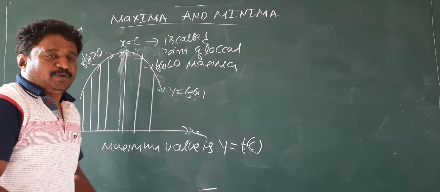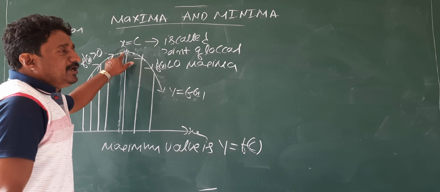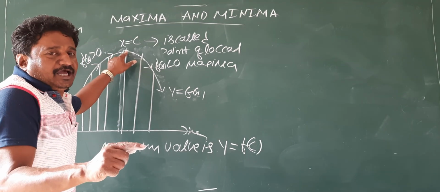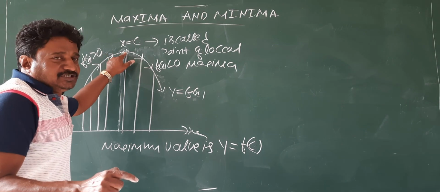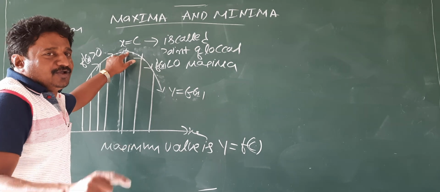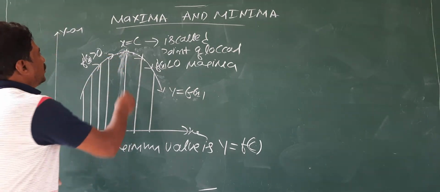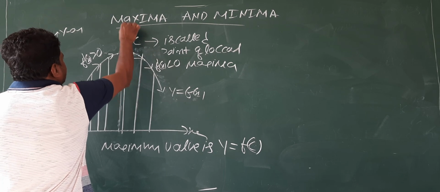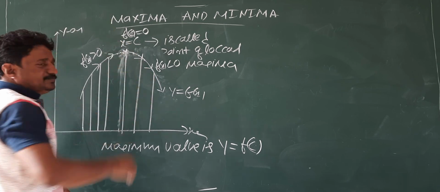f dash x is positive, f dash x is negative. In the left neighborhood of the point x is equal to c, f dash x is positive. In the right neighborhood, f dash x is negative. What about f dash x value at x is equal to c, students? It must be 0. f dash c is equal to 0.